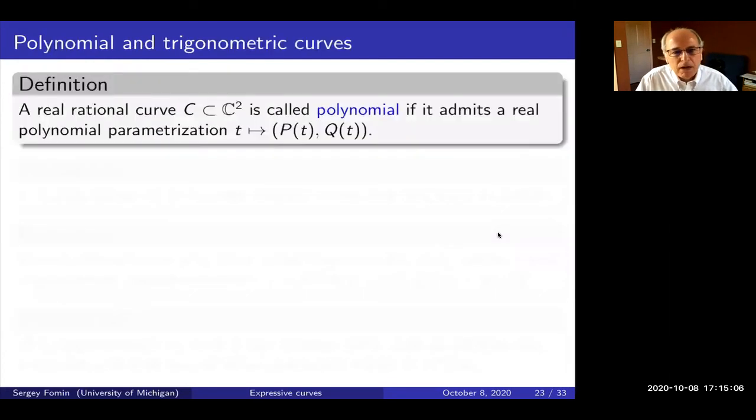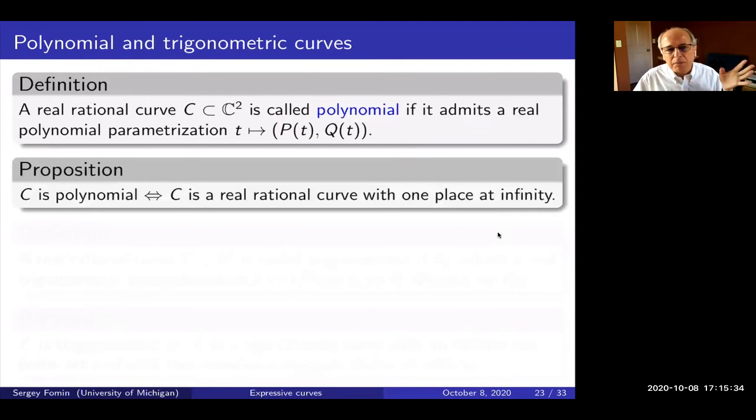Now, I will also need the notion of a polynomial curve. A polynomial curve is just a rational curve. Not just rational, but it also should have a polynomial parametrization where both P and Q are polynomials. Of course, I'm interested in real curves, so P and Q should be real polynomials. And it's well known that this is the same as requiring that our rational curve has one place at infinity.